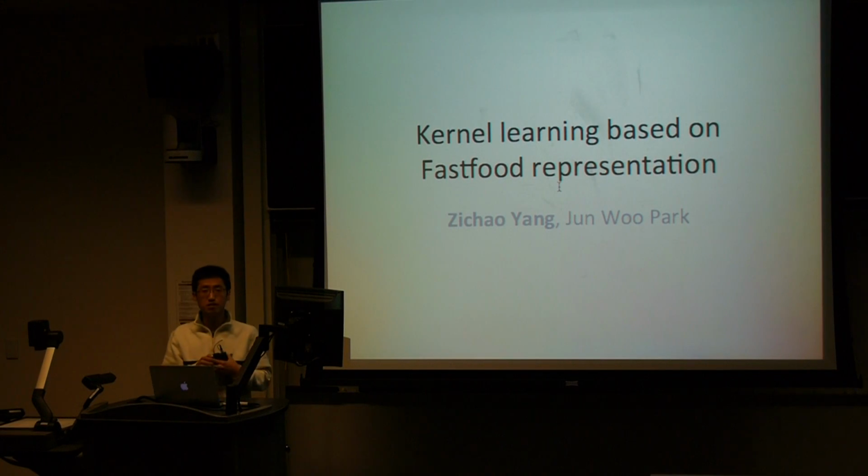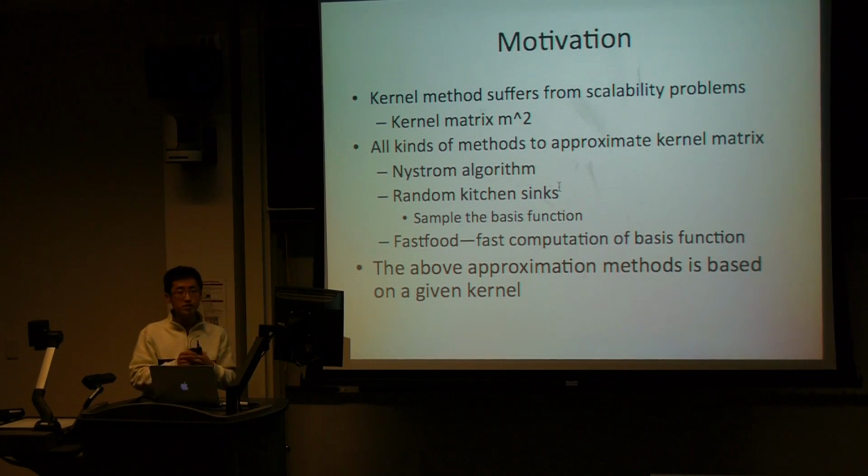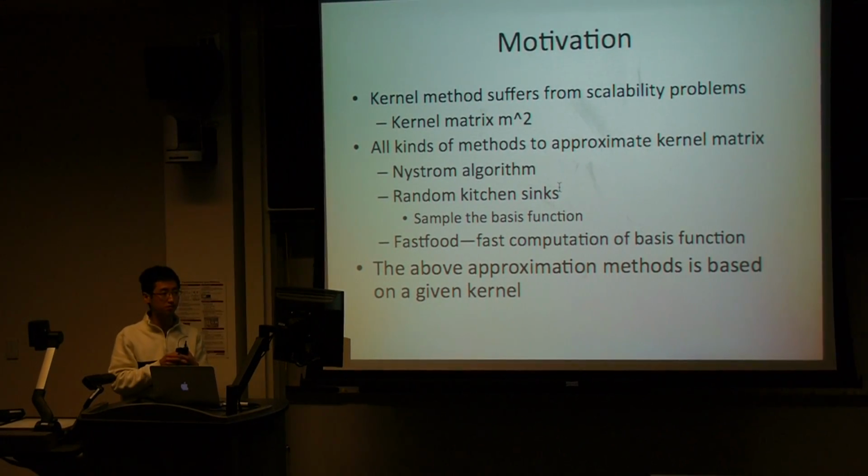Kernel learning based on Fastfood representation. So we know that kernel methods suffer from a scalability problem. The main reason is that we need to store the whole kernel matrix, and the matrix size is m squared, where m is the number of data points.